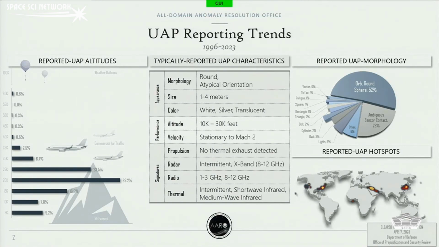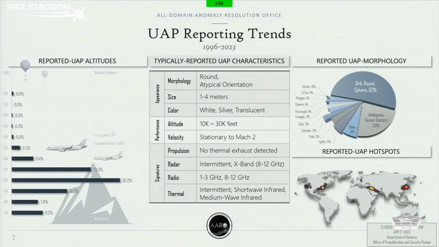In the middle, what we have done is reduce the most typically reported UAP characteristics to these fields: mostly round, mostly 1 to 4 meters, white, silver, translucent, metallic, 10,000 to 30,000 feet, with apparent velocities from stationary to Mach 2. No thermal exhausts usually detected. We get intermittent radar returns, intermittent radio returns, and intermittent thermal signatures. That's what we're looking for and trying to understand.